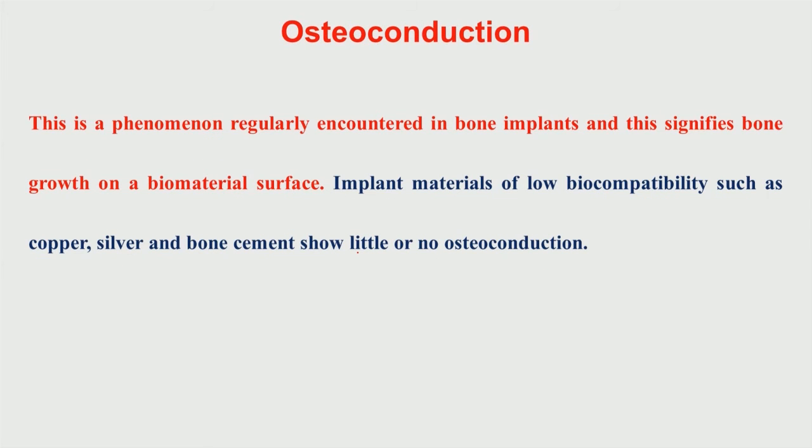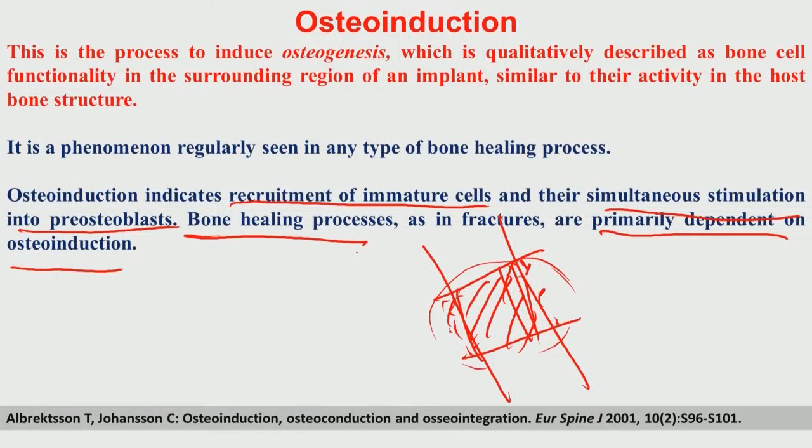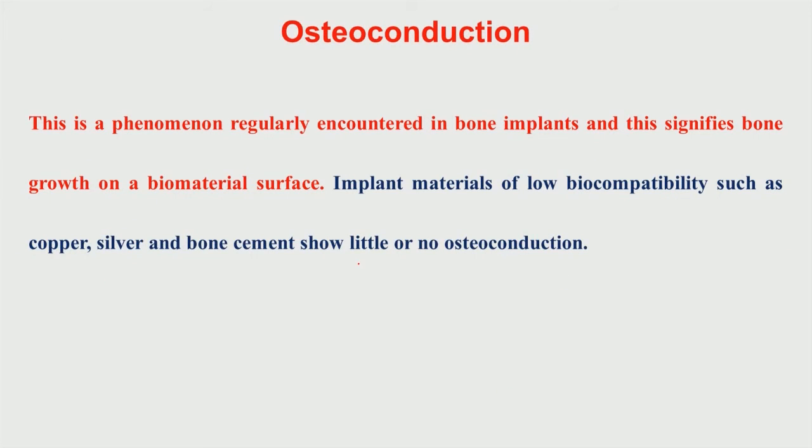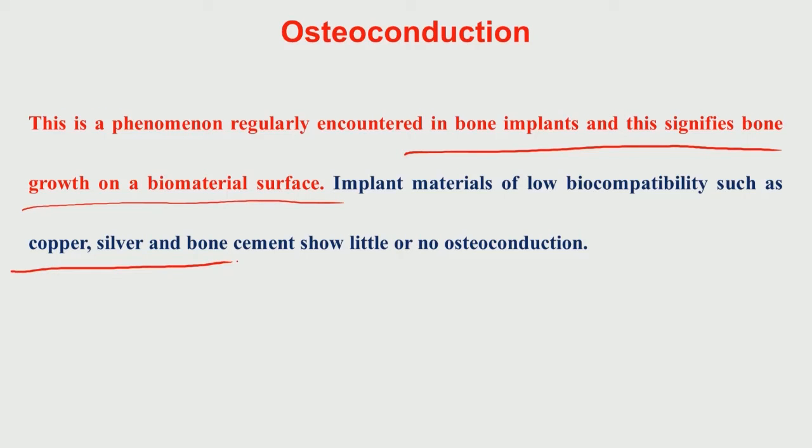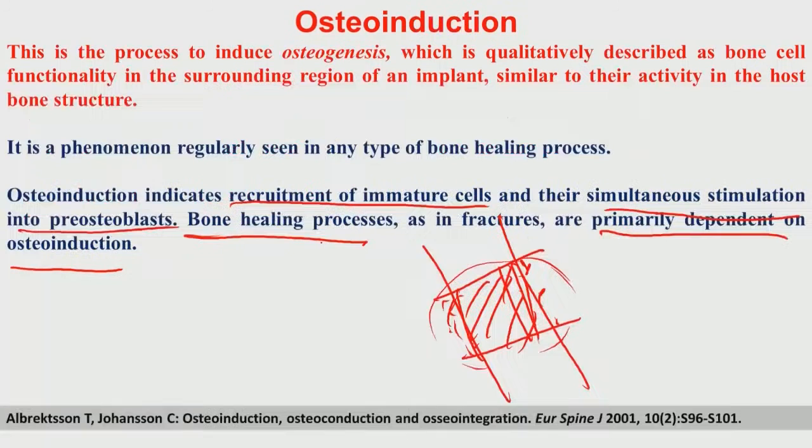And the third one is osteoconduction. Induction is this one, and then osteoconduction. This is a phenomenon, again with respect to bone implants, and it signifies bone growth on a biomaterial surface. Implant materials of low biocompatibility, like copper, silver and bone cement, essentially show little or no osteoconduction.